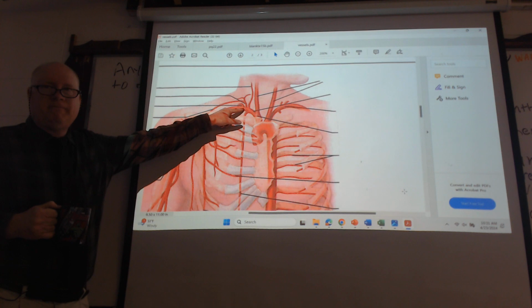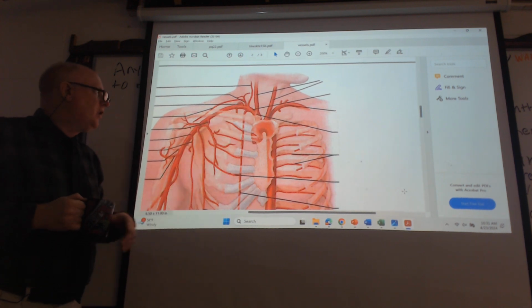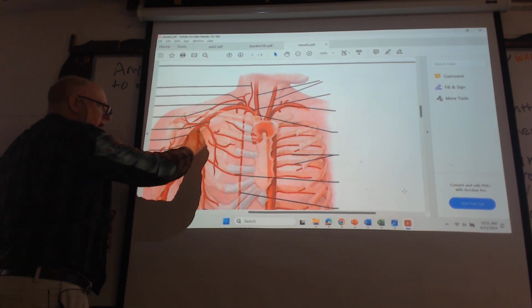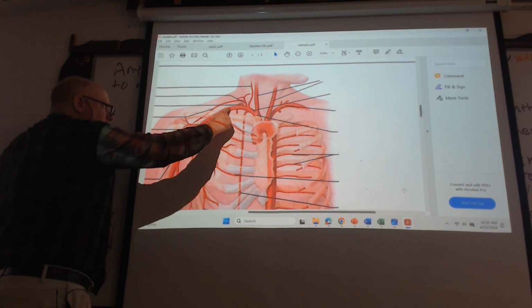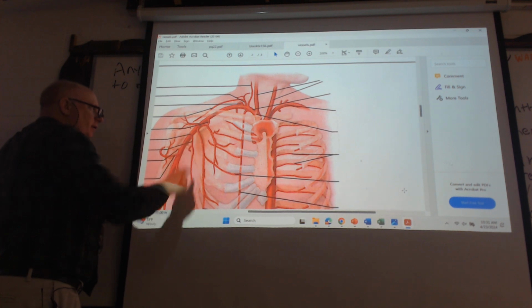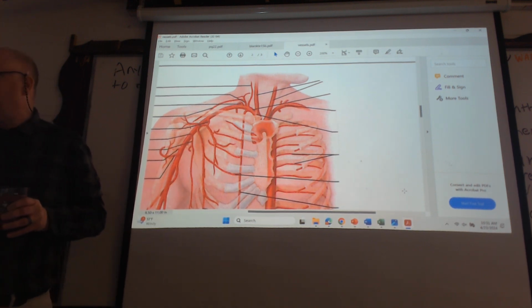Which carotid? Yeah, this is your subclavian, because your carotid would be right there. Okay, then after this, this junction right here is a very large artery. So the first one off of the subclavian is which artery?